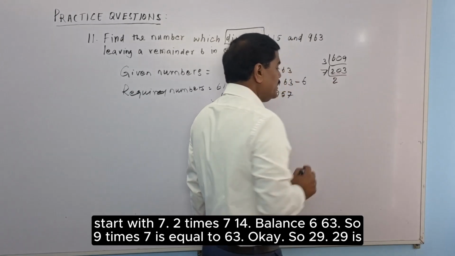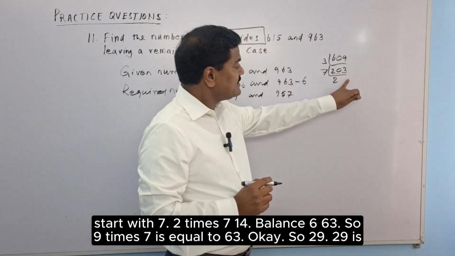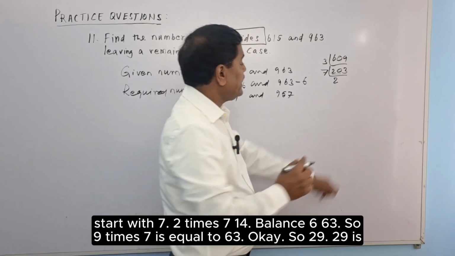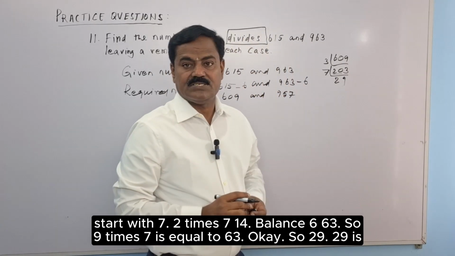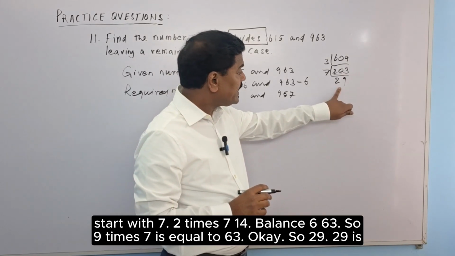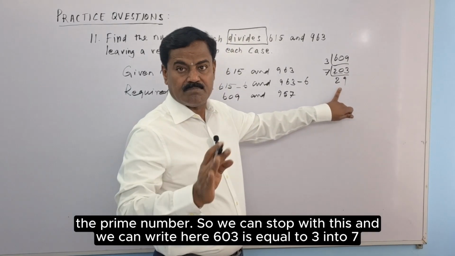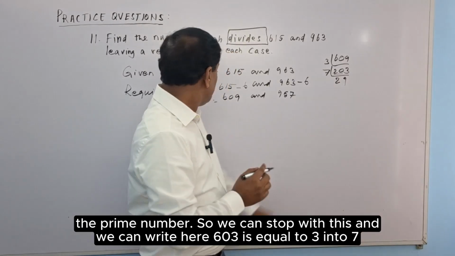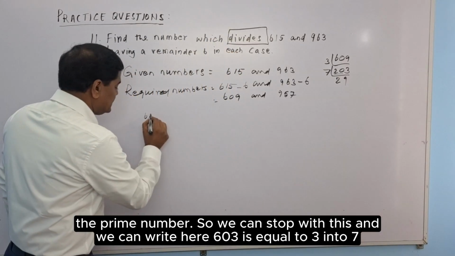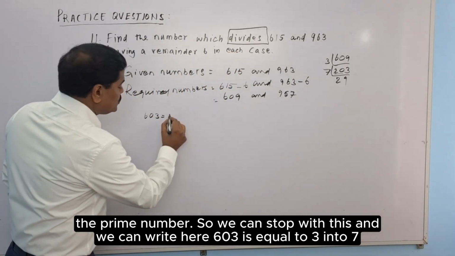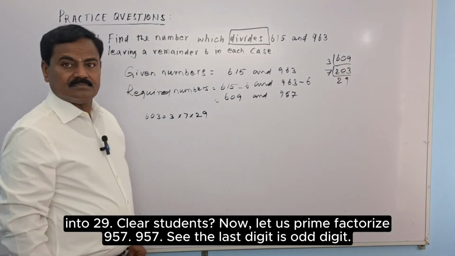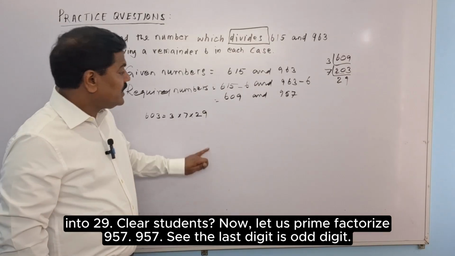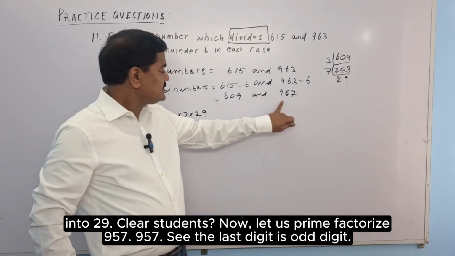2 times 7 is 14, balance 6, bring down 3, 63. So 9 times 7 is equal to 63. So 29 is a prime number, so we can stop here and we can write 609 is equal to 3 into 7 into 29. Clear, students?